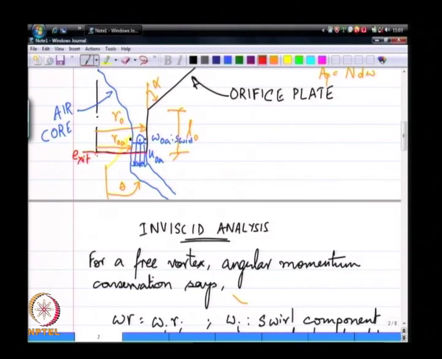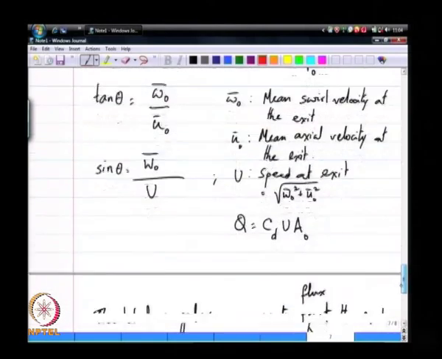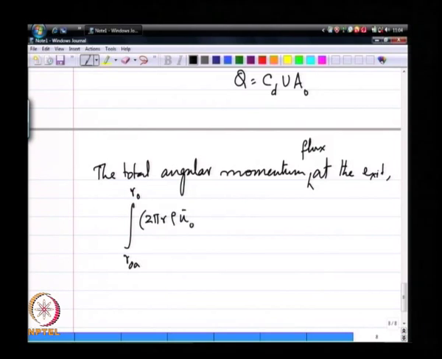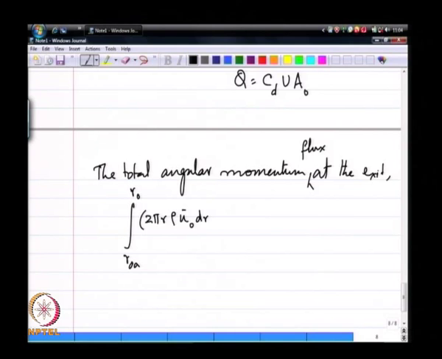So, the exit angular momentum is essentially the mass flow rate times the angular velocity associated with the mass flow rate. So, I have 2 pi r rho U0 bar dr. U0 bar is the mean axial velocity. That axial velocity is actually what is carrying the mass out of the nozzle. The swirl velocity is not carrying mass out of the nozzle, because V dot dA, which we are used to in control volume analysis, for the swirl would be 0.